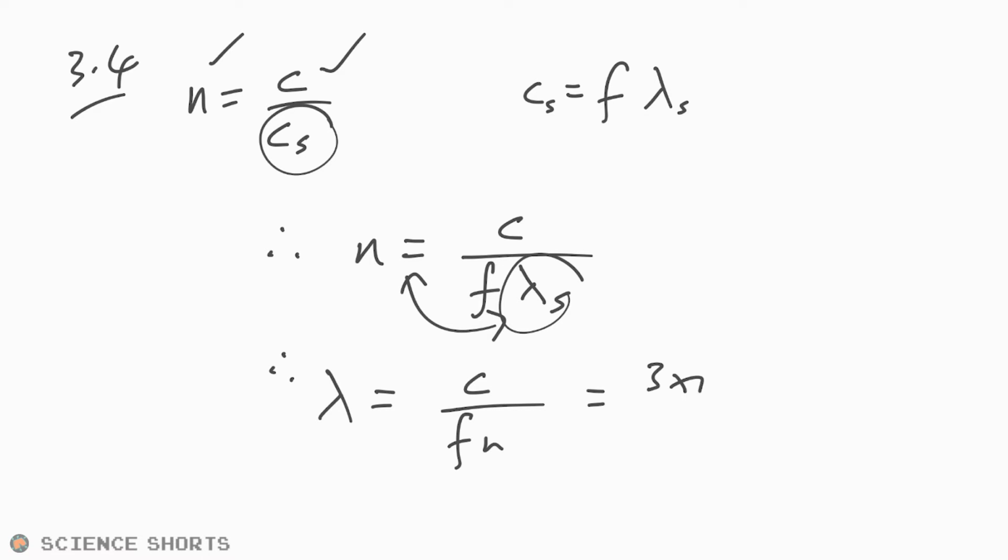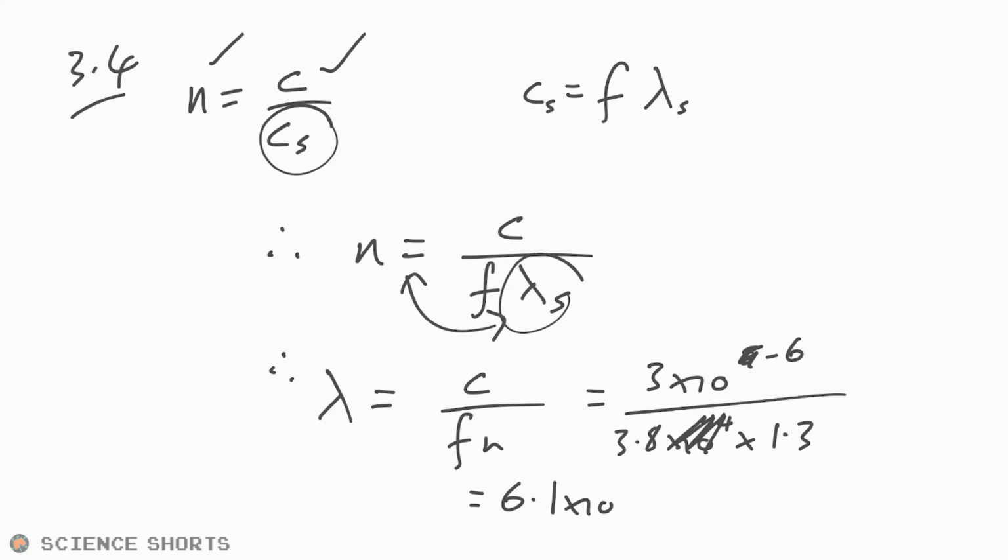So that is 3 times 10 to the 8 divided by, what's our frequency? Oh, I'm going to go miles back. I mean, for you, it's just on the other page. 3.8 times 10 to the 14 times by our refractive index of 1.3. Yes, I'm going to tidy up powers of 10. This ends up being minus 6. And I end up with 6.1 times 10 to the minus 7 meters. Of course, you could have just found the speed and then just done 2 calculations. That's fine. So, nice 6 marker.